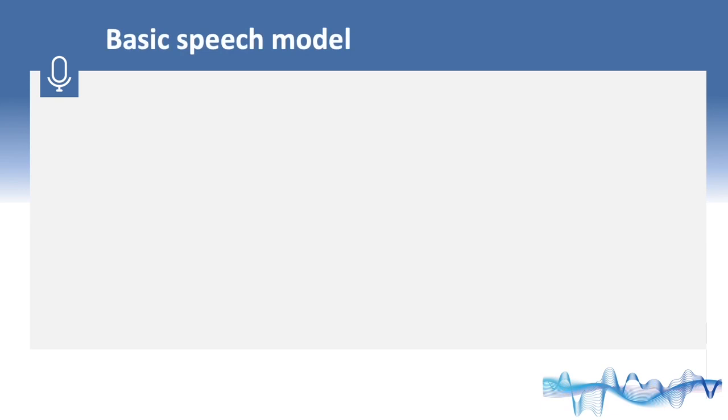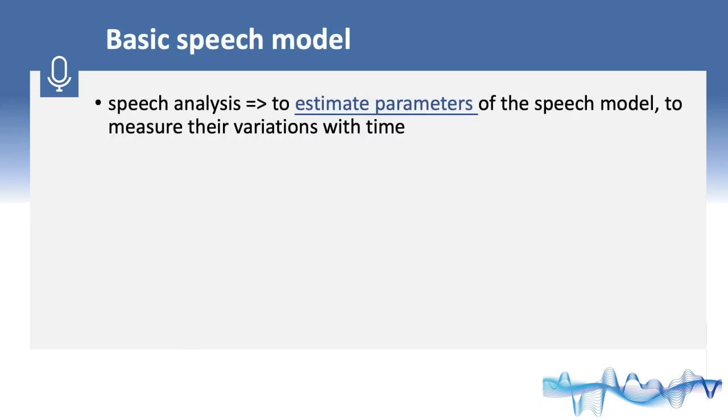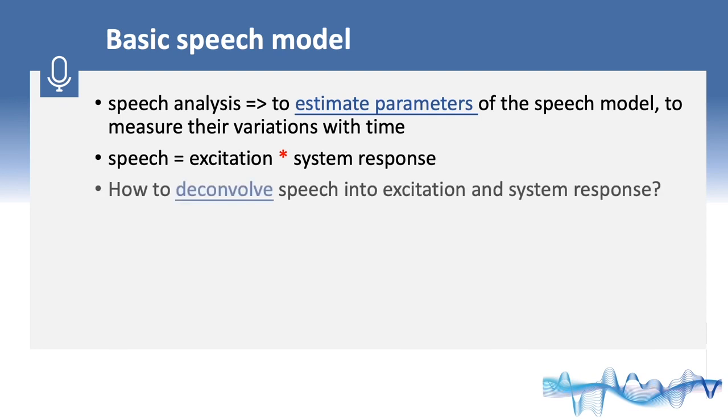Considering the basic speech model, speech analysis aims to estimate parameters of the speech model, to measure their variations and perhaps even their statistical variabilities for quantization. Speech can be regarded as the convolution of excitation and system response. How to deconvolve speech into excitation and system response? There are two kinds of deconvolution methods.